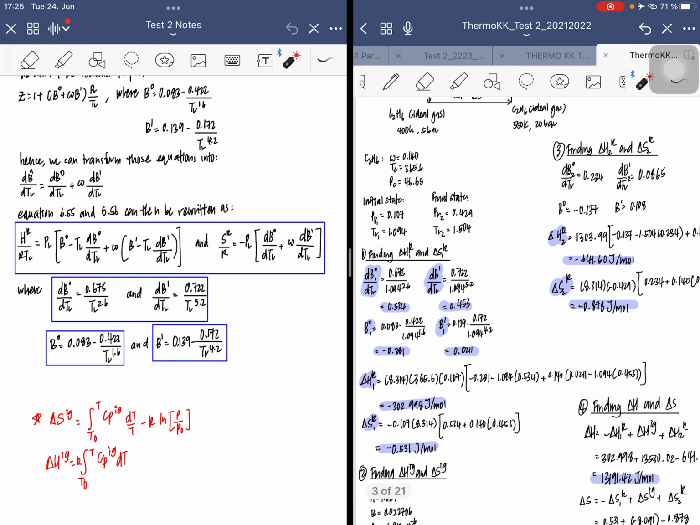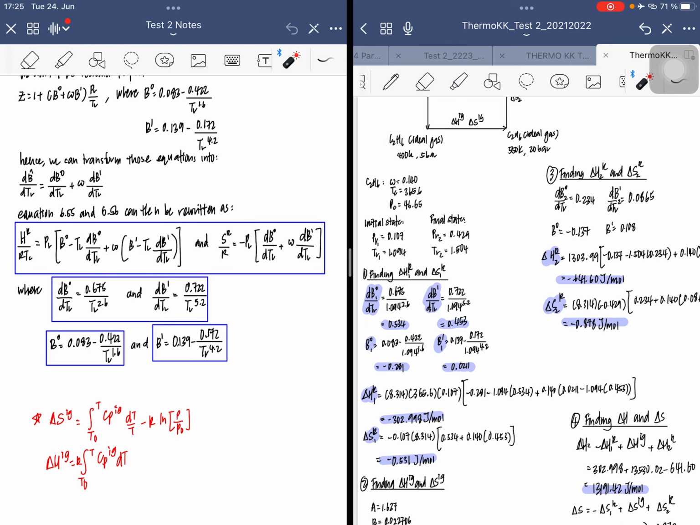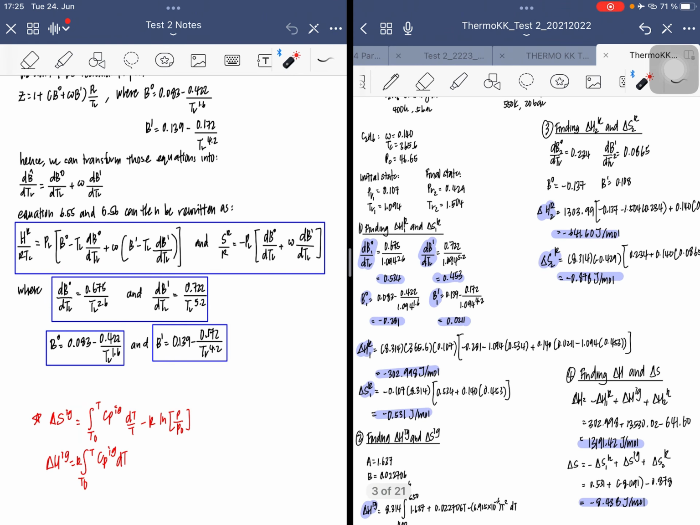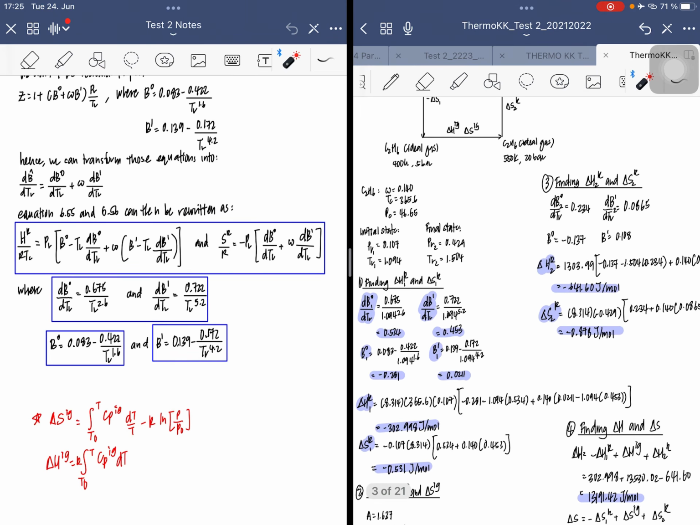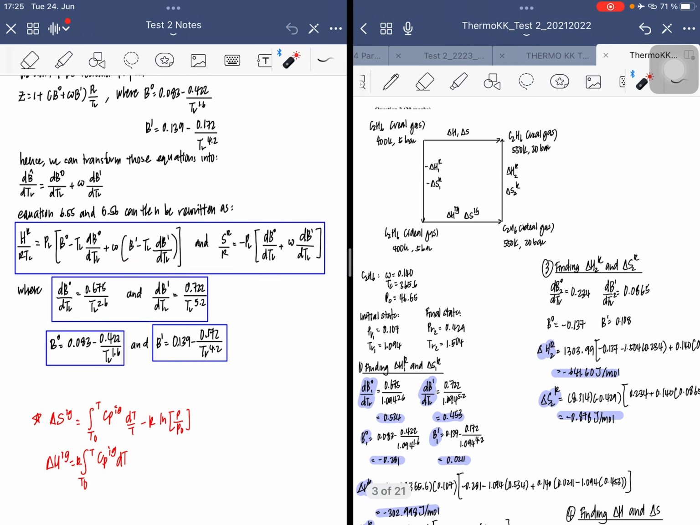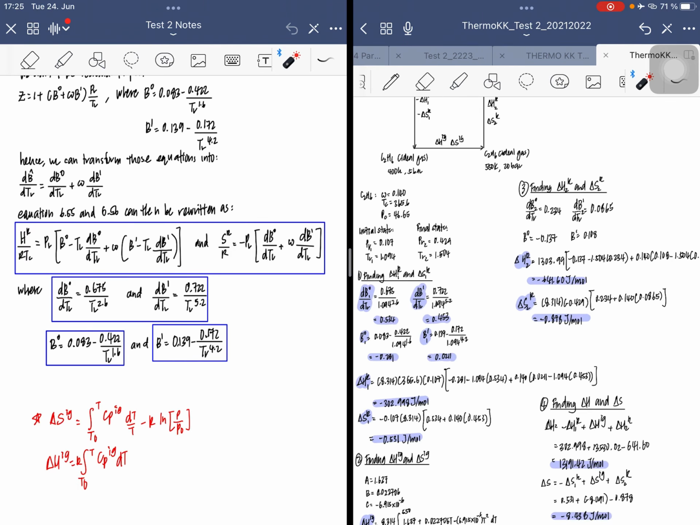Yeah, and then from then onwards it's just a matter of substituting values into these equations here. So it's the same thing honestly. For residual enthalpy and residual entropy, it is the same thing as ideal enthalpy and ideal entropy. It's just a matter of understanding how the process path works. Other than that, I think you guys are smart enough to just plug values into the equations.